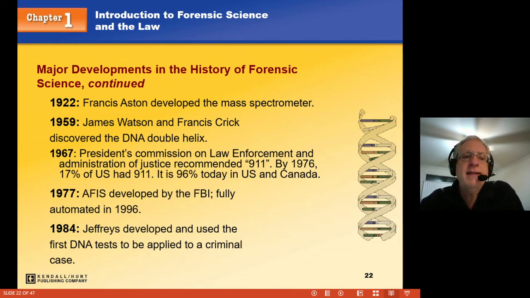You should know that 1959, or if you see a date around there, that's when Watson and Crick came up with the DNA double helix. I mean, you should know that from biology. Watson and Crick did the DNA double helix. But if you skip ahead to 1984, this is within my lifetime. The first DNA test approved in a criminal case was 1984.